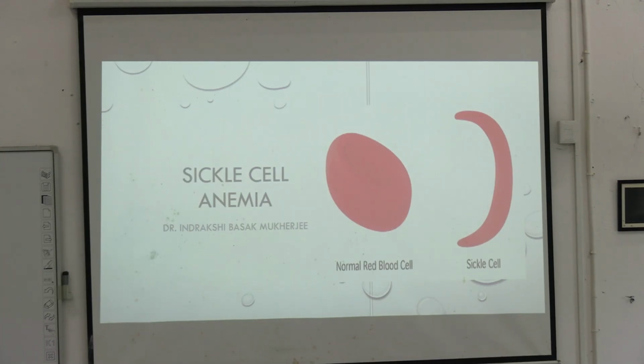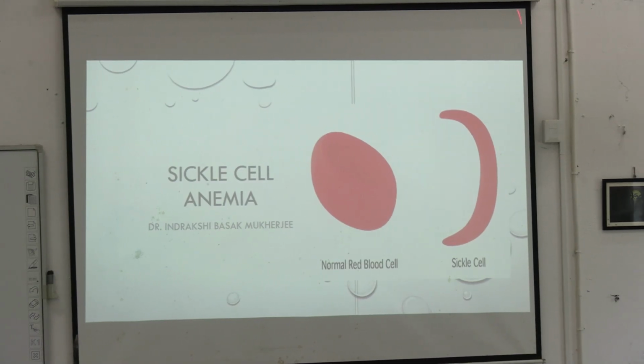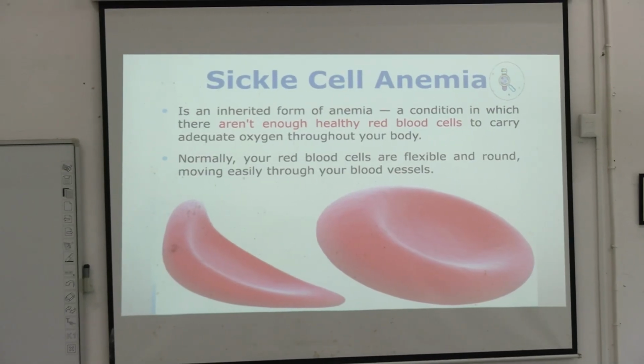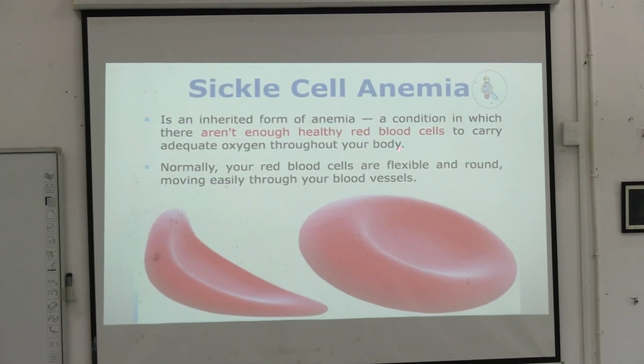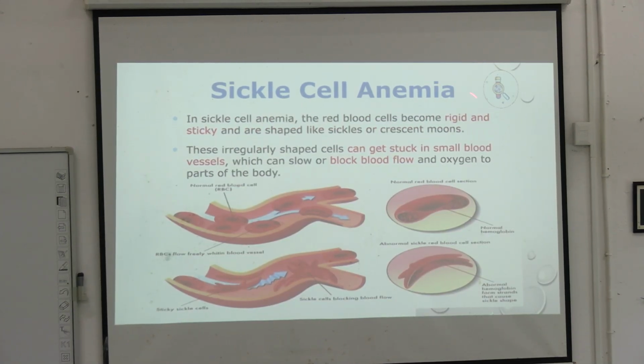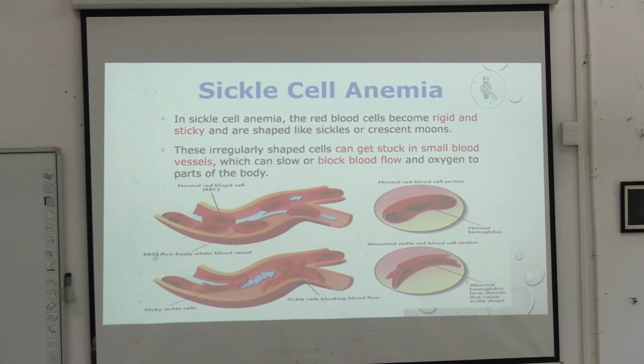So what happens in sickle cell anemia? These RBCs will change shape to this sickle, like a sickle. It is an inherited form of anemia, a condition where there aren't enough healthy RBCs. As I told you, the normal RBCs change their shape to a sickle, forming a sickle cell. So these RBCs will not be flexible. They become very rigid and sticky, so they can clog the vessel walls.